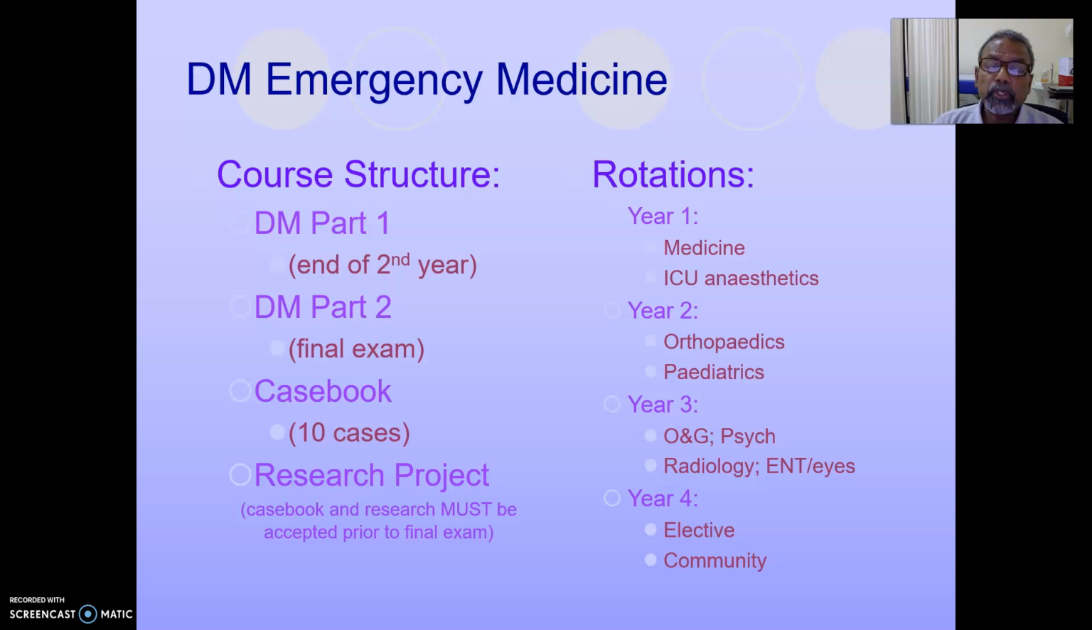The casebook consists of 10 cases and a research project, and these must be accepted before you go to your part 2 exam. And on the right hand side we see what rotations look like in general. These have changed slightly over the years, and there's a little bit more detail with regard to exactly where you rotate during your 4 years when you get into the program. So don't think that that is cast in stone.